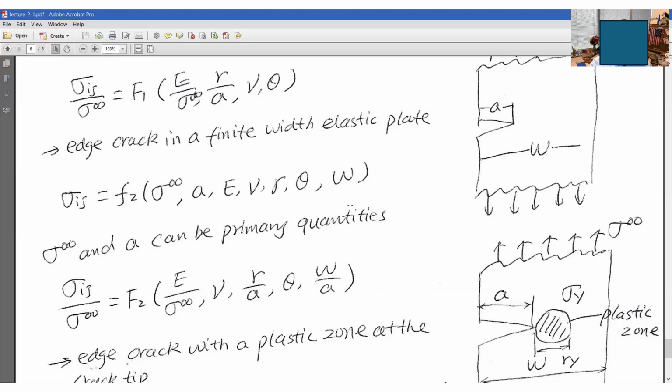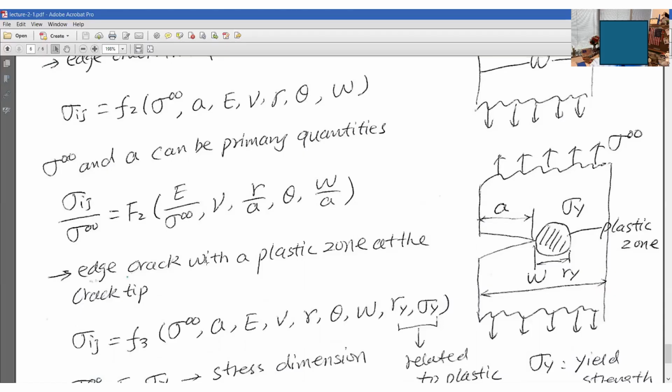W is width, okay? And width is divided by A, but there is no contribution from sigma infinity because we can select the exponent of sigma infinity as 0, which just voids the influence of sigma infinity. Okay, this is our second example.